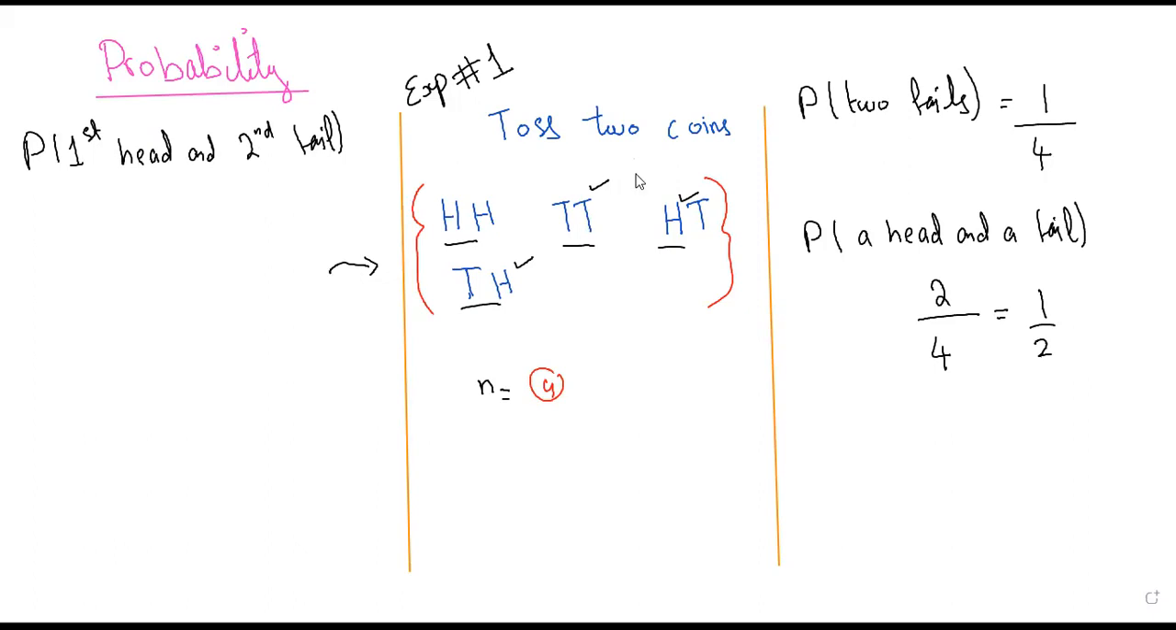Yes, very good, Zahib, and very good, Ishal. Okay. Now we know first head and second tail is just one scenario right here. So it would be 1 by 4. And this is going to be your probability.